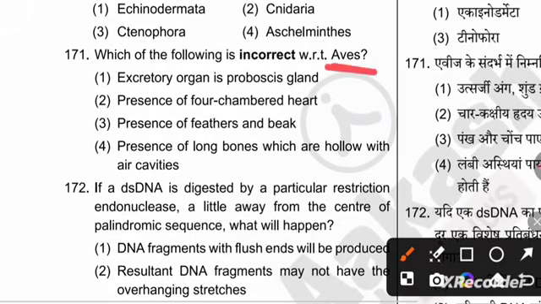171 question. Which of the following is incorrect with respect to Aves? Aves means birds. We need to find out the incorrect one. Excretory organs are proboscis glands. So children, proboscis glands we can find in Hemichordata. So that's why this is the incorrect statement. The remaining 3 statements are correct regarding Aves.